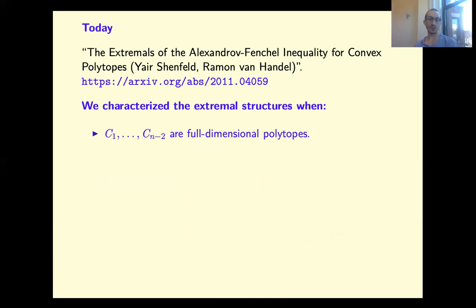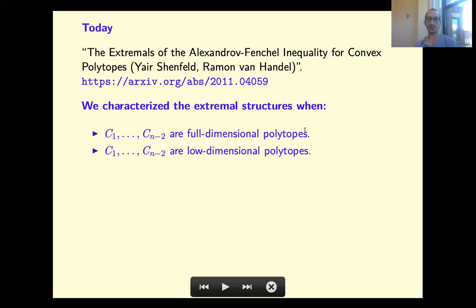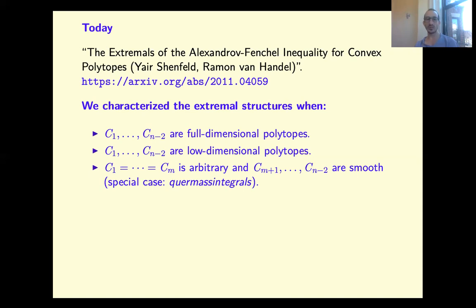So we characterize equality cases where the bodies C1 to Cn minus 2 are any arbitrary full dimensional polytope. And we also did when they are arbitrary low dimensional polytopes. So really the result is that we characterize the equality cases of Alexandrov-Fenchel whenever C1 to Cn minus 2 are any arbitrary polytopes. But I distinguish between the two because you get new equality cases in the case where the polytopes are low dimensional.